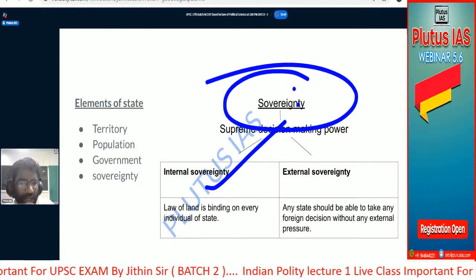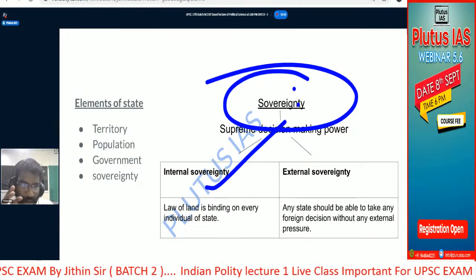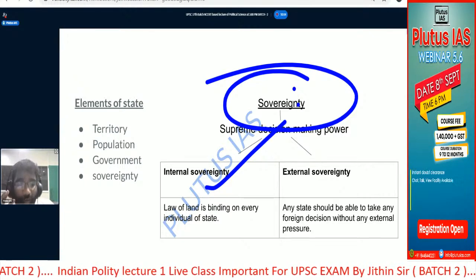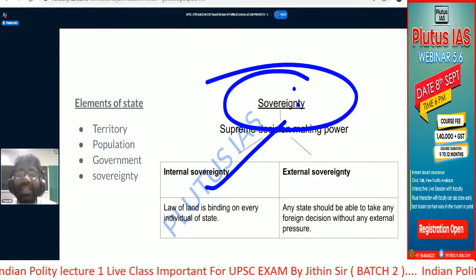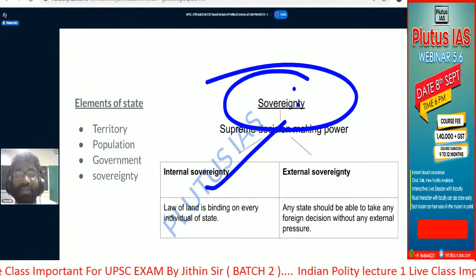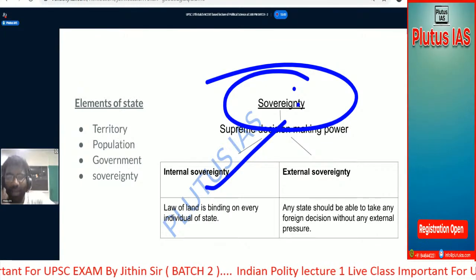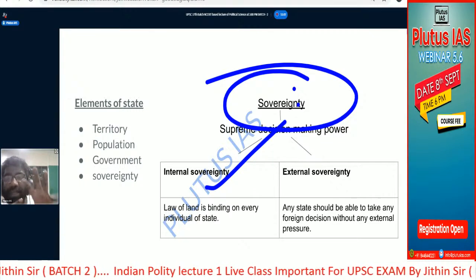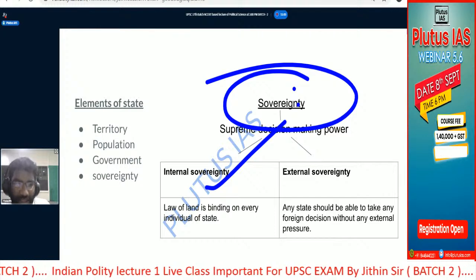Sovereignty, listen carefully. Ruxana, please don't write anything. Listen to me first, then I will give you an opportunity. Sovereignty is supreme decision making power. What do you mean by sovereignty? It is supreme decision making power. Any individual, any person has a right to take decision.